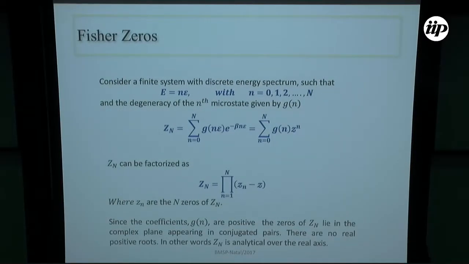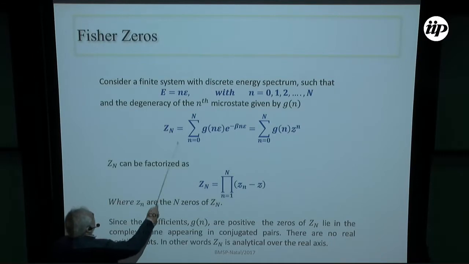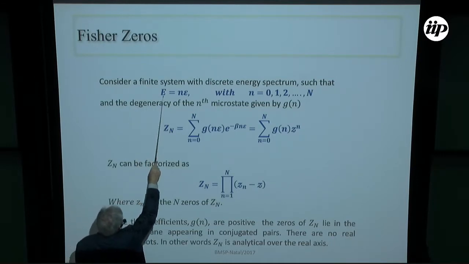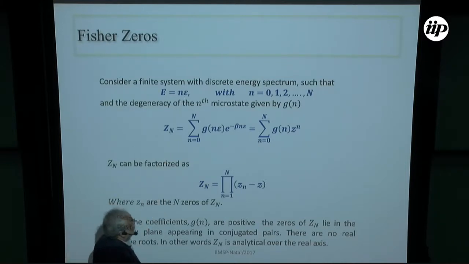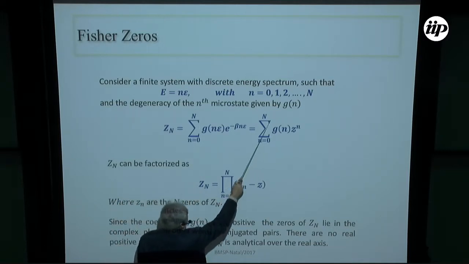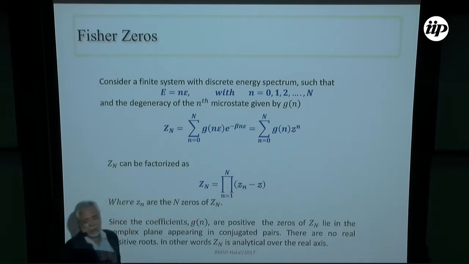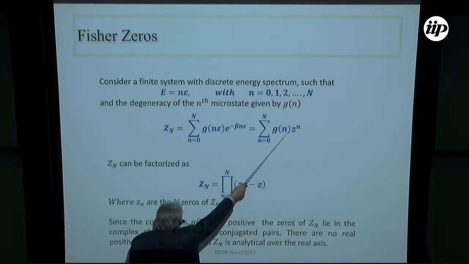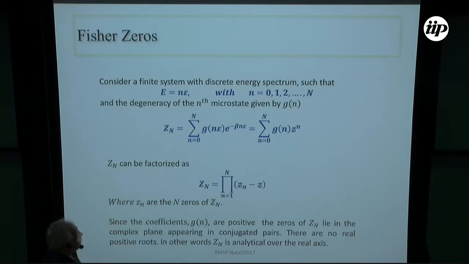All right. And what are the Fisher zeros? It's a very simple idea. Suppose we can write the energy levels like n epsilon, with n an integer. So Z, the partition function, can be written in this way. It's finite. And this Z can be written as a polynomial. This is an extension from the real to the complex plane of this quantity. Z here is a complex number now. So we can factorize Z as a product of the roots. It's quite a simple way.